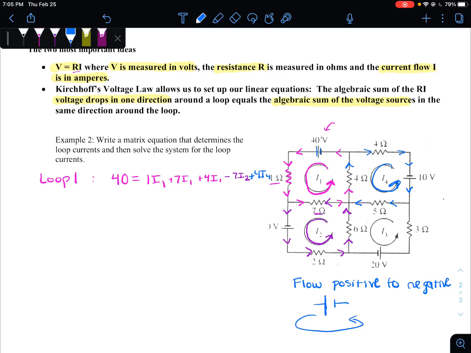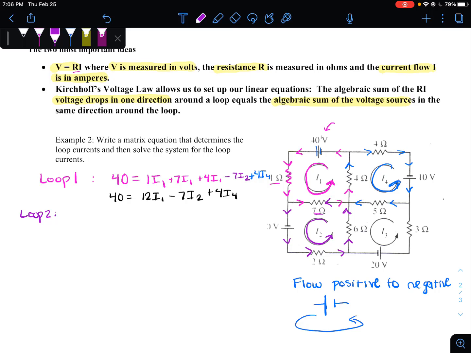So we have to think about the direction of the current flow when we are adding up all those resistors. So that's loop 1. Let me combine everything a little bit just so it looks prettier. So 40 equals how many I1s? 12 in general, 12 I1 minus 7 I2 plus 4 I4. And so we're going to repeat this process for all the loops. So I'll go to loop 2.